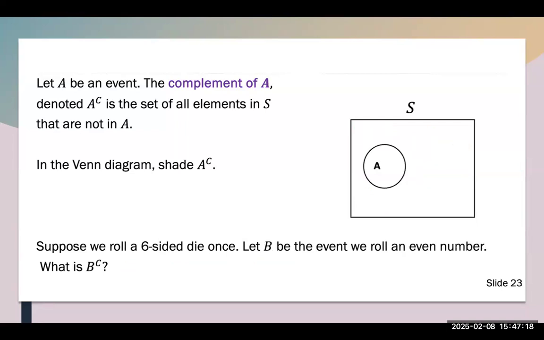Suppose we roll a 6-sided die once. Allow B to be the event we roll an even number. What is B complement? So B complement is rolling an odd number. The odd numbers are 1, 3, and 5. And the probability of B complement is 3/6.